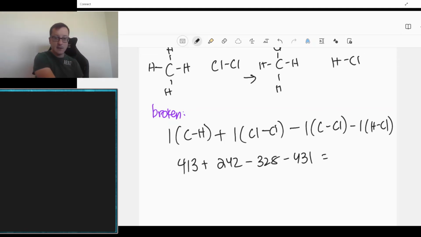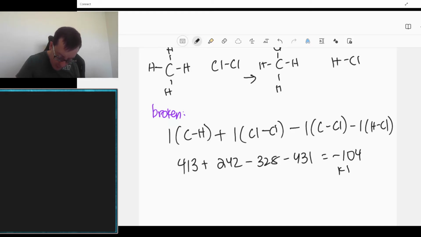Okay, and doing this, bust out your calculator again. 413 plus 242 minus 328 minus 431, and that equals negative 104 kilojoules per mole. And that's what we end up with as our delta H for this reaction.